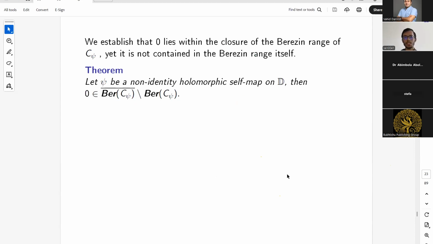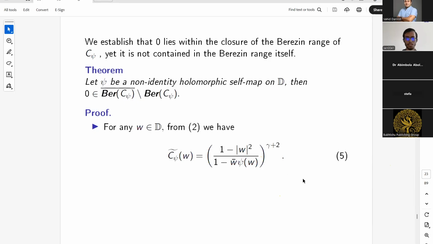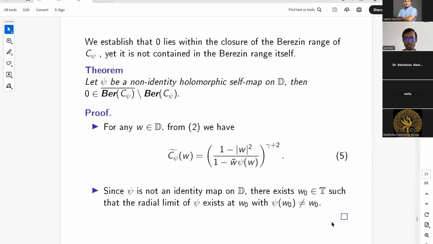Now we establish that 0 lies in the closure of the Berezin range of the composition operator C psi, yet it is not contained in the Berezin range itself. Let psi be a non-identity holomorphic self-map on D, then 0 is contained in the closure of the Berezin range of C psi, but it is not contained in the Berezin range of C psi. Now for any W belonging to D, we calculate the Berezin transform at the point W, and we get this. Since psi is not an identity map on D, there exists a point W naught in the boundary of the unit disc, which we call T, such that the radial limit of psi exists at the point W naught, with psi of W naught not equal to W naught.